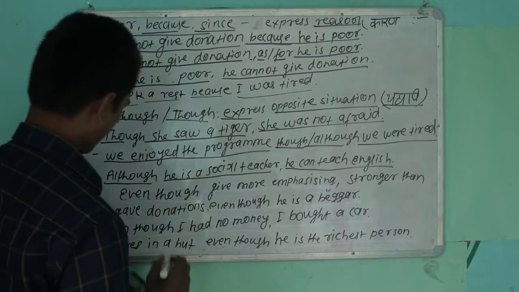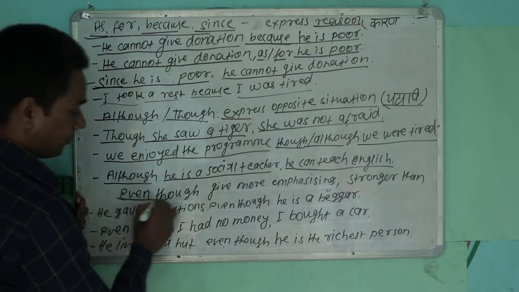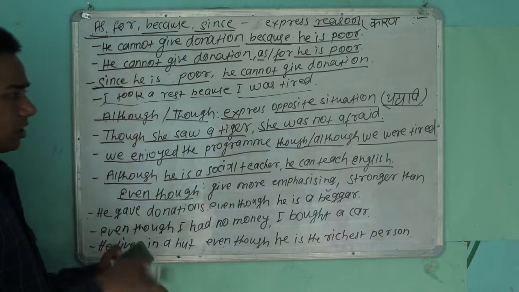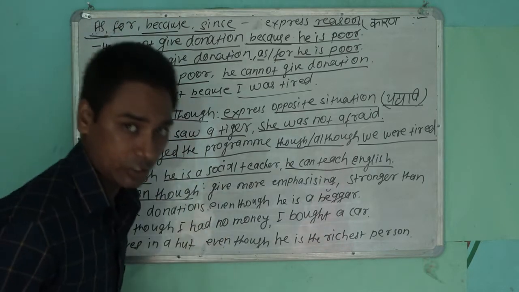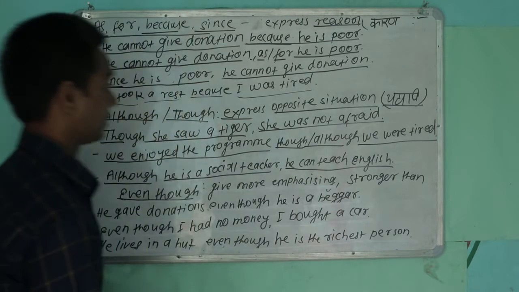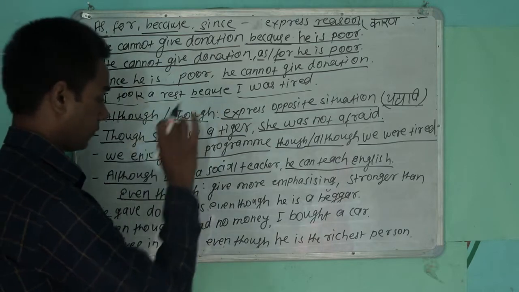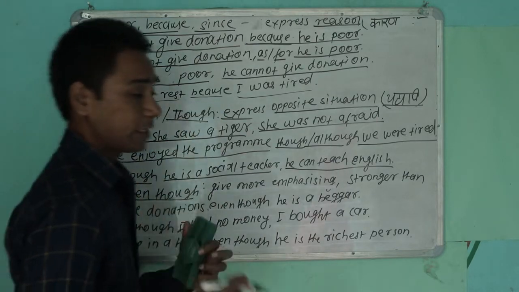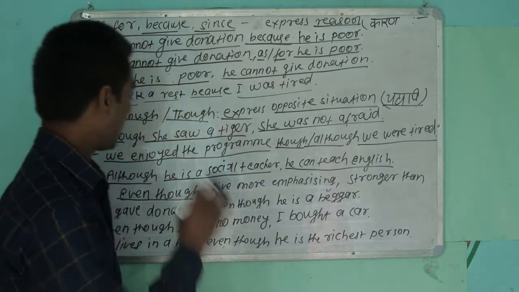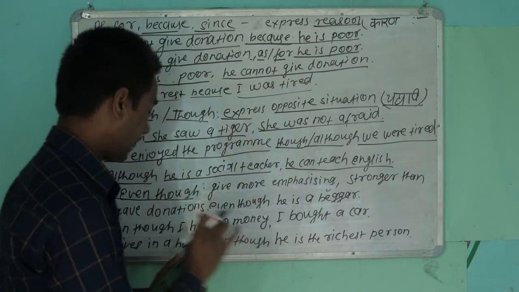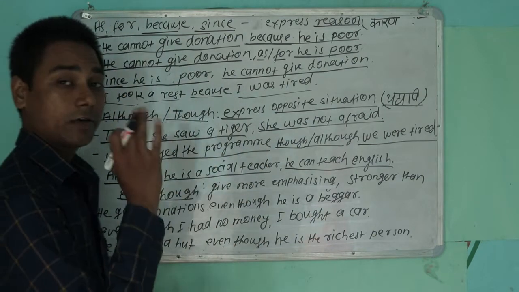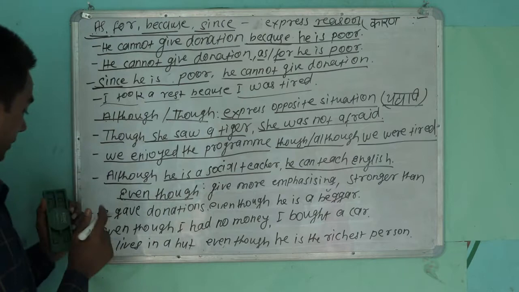Okay. Now, even though. Look, even though also expresses opposite situation. Yeah, even though also expresses opposite situation, like although or though. But even though expresses, it means a stronger expression than although or though. It gives more emphasizing than though or although. Yeah, okay. Look examples.